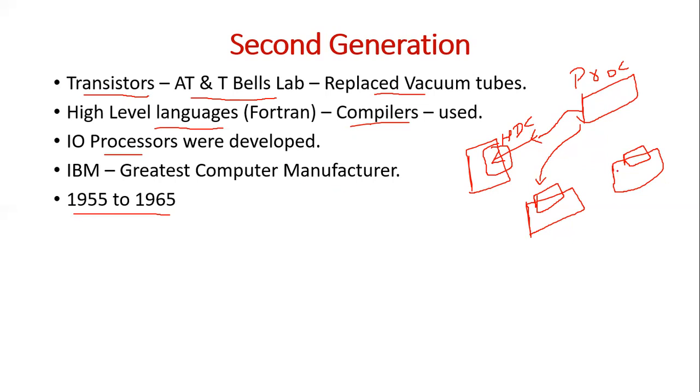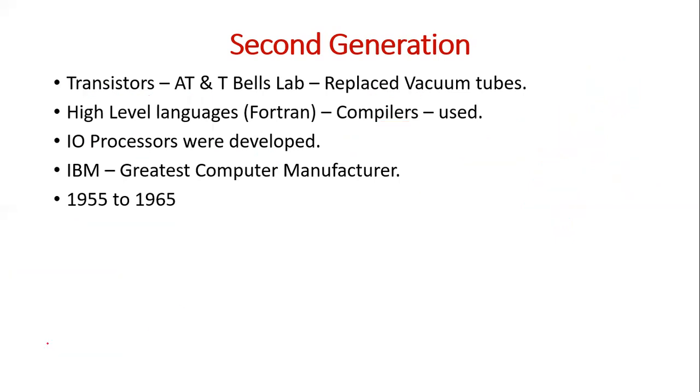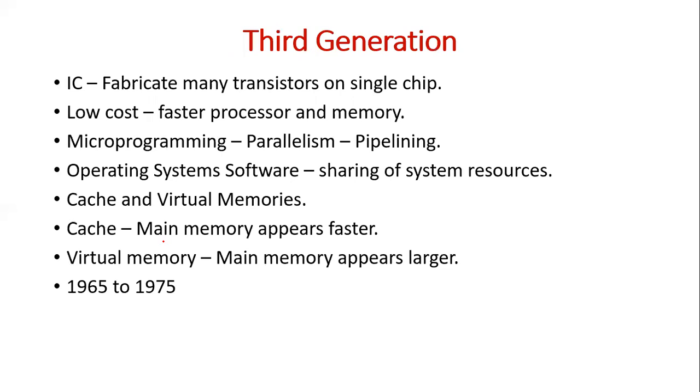So these controllers were introduced. These controllers were also called IO processors. Generally they are called controllers, but you can also call them IO processors because they are basically processing units. And during this time, IBM emerged as the greatest computer manufacturer. That's it about second generation computers.